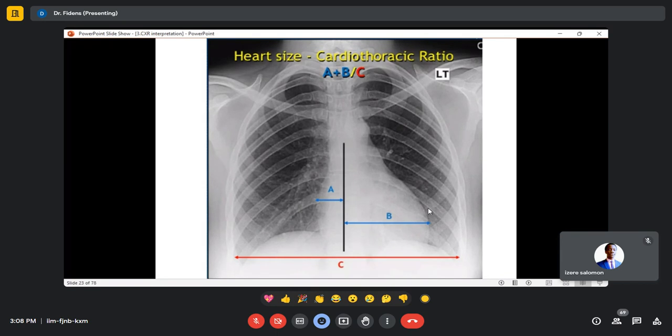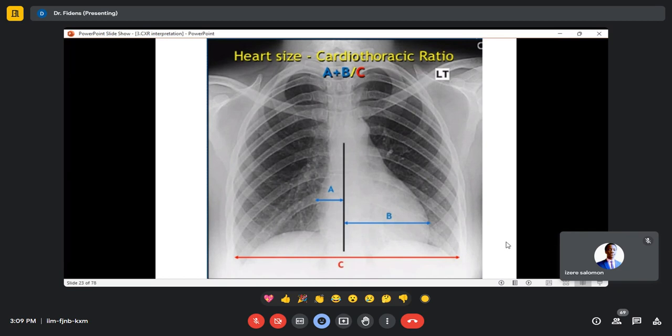And I told you, remember, you take the diameter of the heart divided by the thoracic diameter. For a normal PA chest radiograph, in a PA, not the AP, for adult people, it should not go beyond 0.5. That's a ratio. Remember, 0.5 is about half. The size of the heart should not be more than half of the chest diameter. For young children, it can go up to 0.6. Okay.